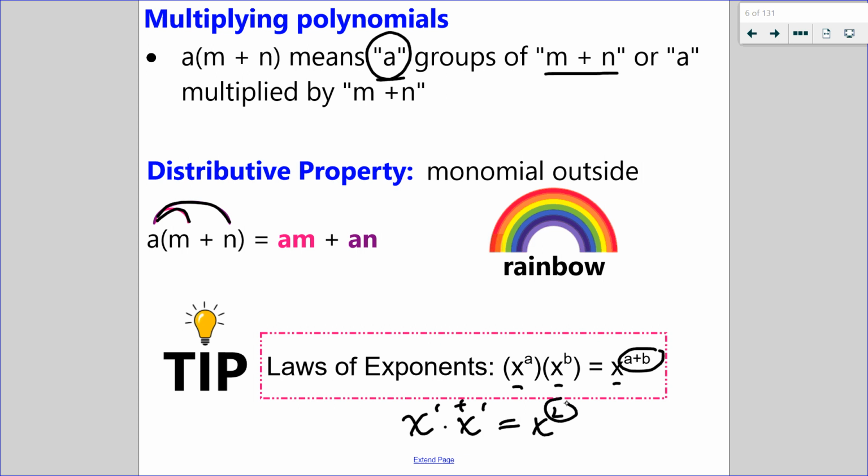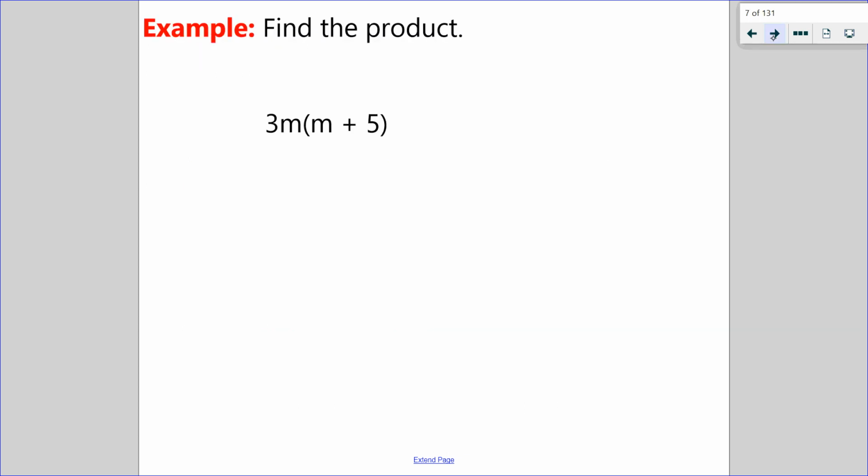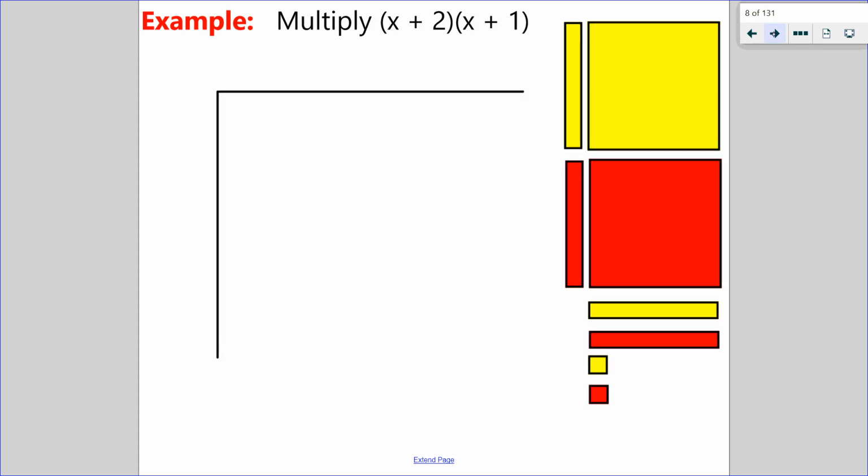Okay, let's try that distributive property when I have a monomial of 3m on the outside. So, rainbow. I do 3m multiplied by m, which is 3m squared, plus 3m times 5, which is 15m. So that's how you do the distributive property with monomials. But sometimes it's not just a monomial on the outside, it's a binomial. So let's look at how we do that.